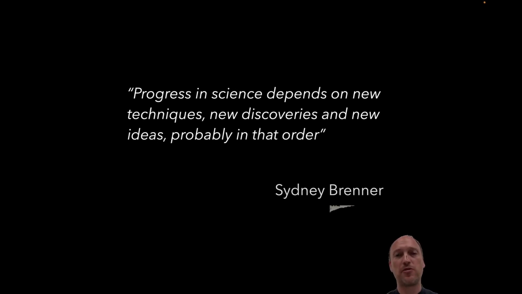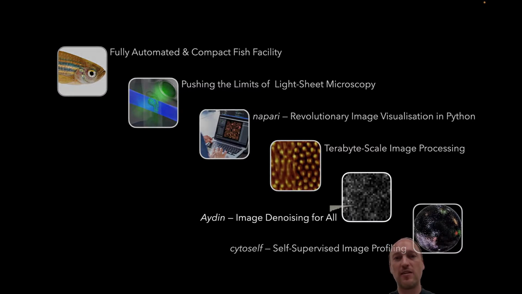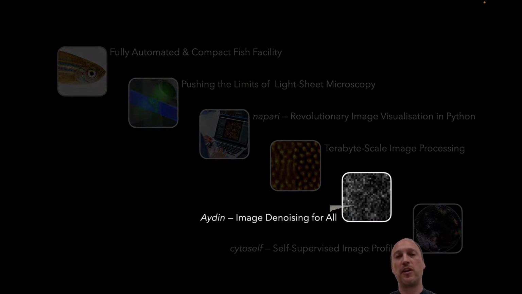We really follow the mantra of Brenner. Progress in science depends on new techniques, new discoveries, and new ideas, probably in that order. And so for that reason, we have developed a lot of technologies, going all the way from automatic fish rearing to light sheet microscopes. We were at the inception of Napari. We do a lot of terabyte scale image processing, but really today, I'd like to focus on Iden, which is our tool for image denoising.